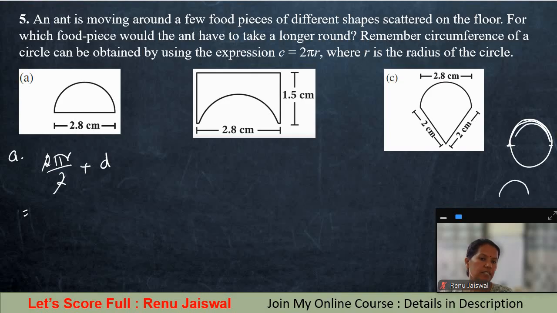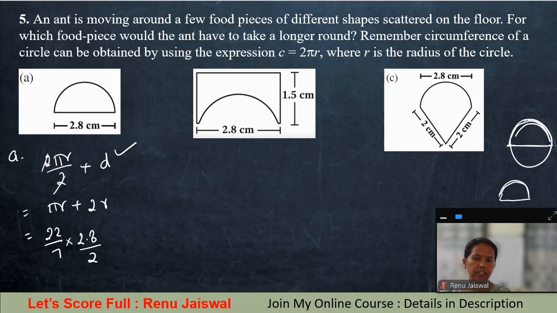But this part is open from one side and perimeter is the boundary of a closed figure. So I need to close it from the bottom. Close it from the bottom means this is the diameter. So that is why I have added diameter. So it is pi r and diameter is 2r. Pi r means 22 by 7 and the radius is 2.8, 2.8 divided by 2, and here 2 into r, which is nothing but diameter. So I can write 2 into this or directly 2.8.